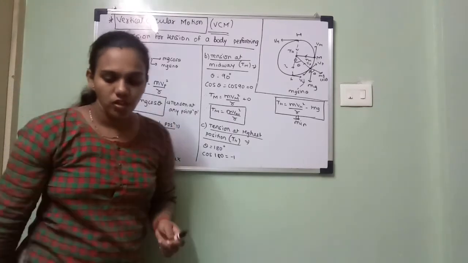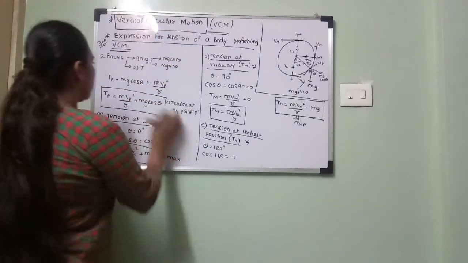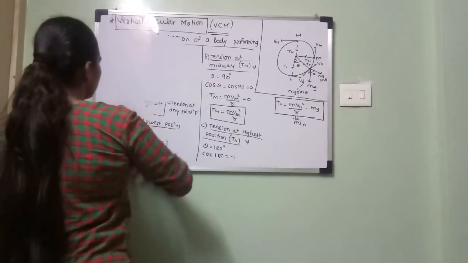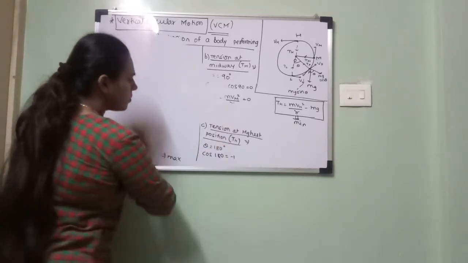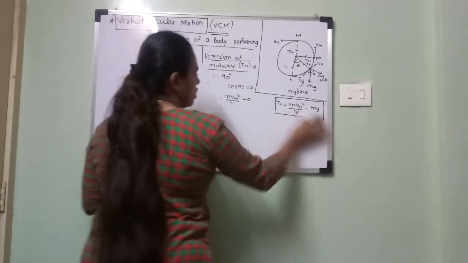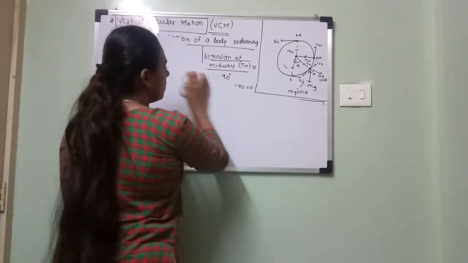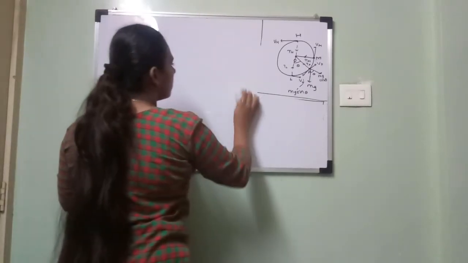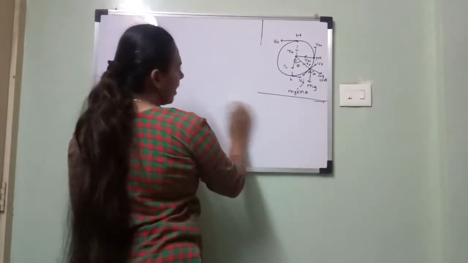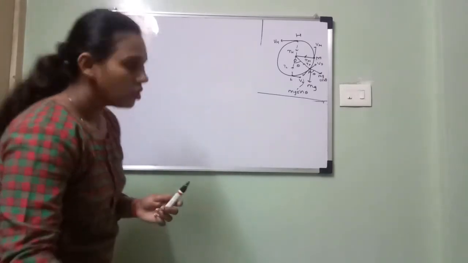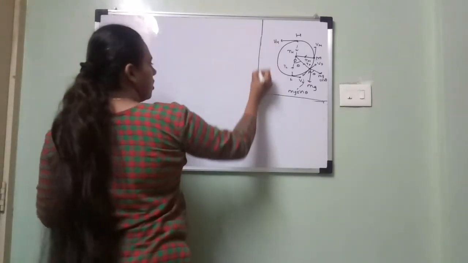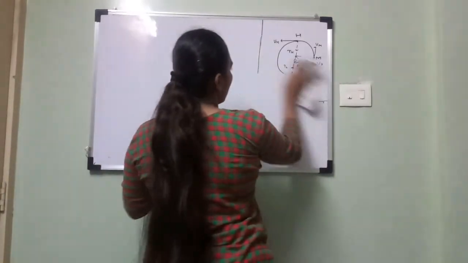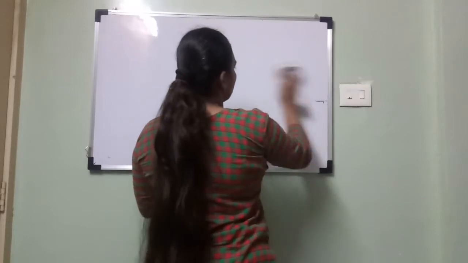Okay. Next derivation is for the velocity of the particle at the lowest, highest and midway position. In this derivation you will require the law of conservation of energy. You can keep the figure as it is for VCM, or you can change it. If you want to change, you just have to add r and 2r over there in the circle.